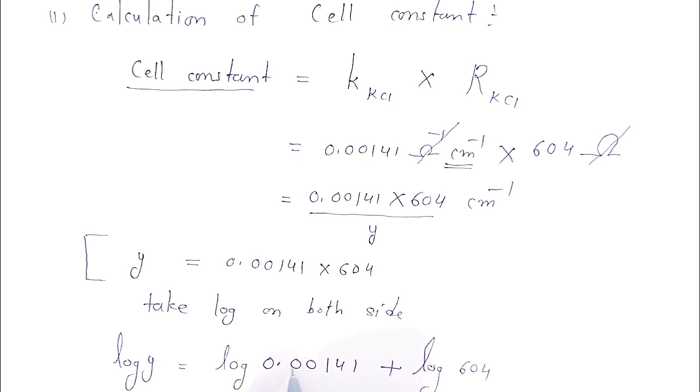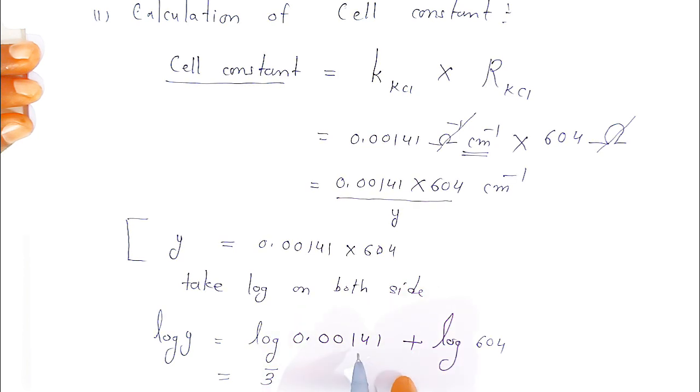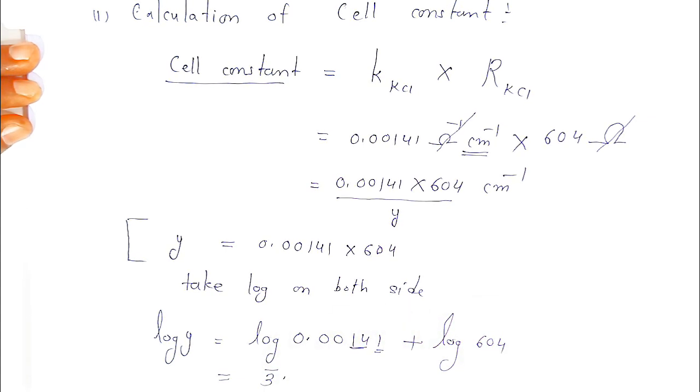Because here, how many zeros are there? Two only. So the characteristic will be 3 bar, since 2 minus minus 1 will be minus 3. Now, when you go to the log table, in the 14th row, in the first column, the value is coming 1492.